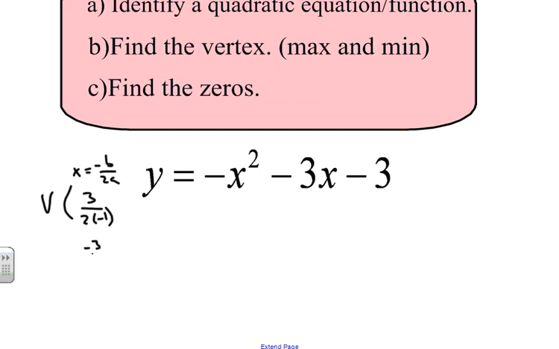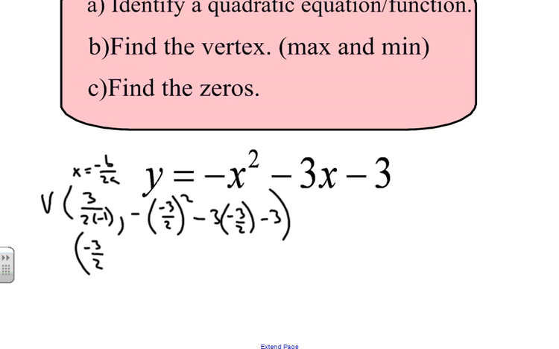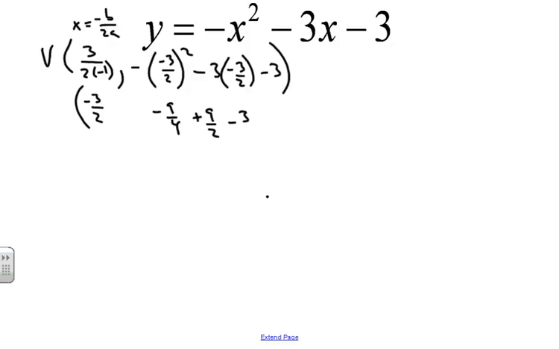All right, so we have negative 3 halves as our x value. To find our y value, once we get our x value, we can plug that back in. So we're going to have negative 3 halves, the quantity squared, minus 3 times negative 3 halves, and then minus 3. To figure this out, we simplify, and we have negative 9/4, positive 9 halves, minus 3. Get a common denominator, and what we then have is negative 9/4 plus 18 halves minus 12/4.